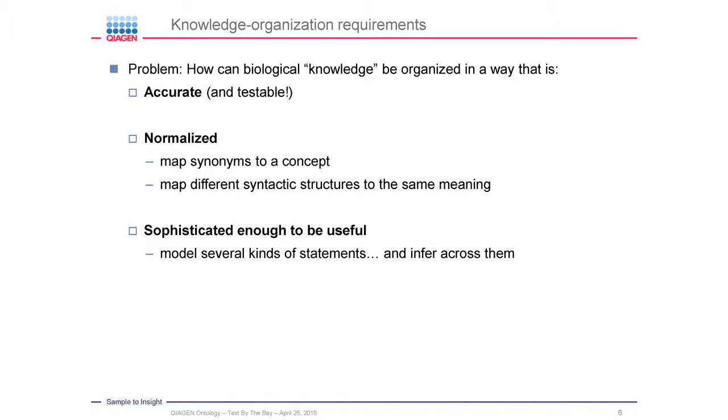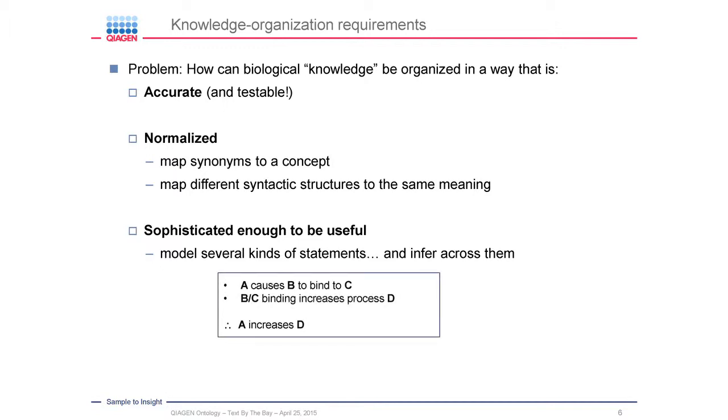It needs to be sophisticated enough to be useful. We need to be able to do inference across different kinds of statements, statements with different kinds of structures. Sort of simple example, A causes B to bind to C.